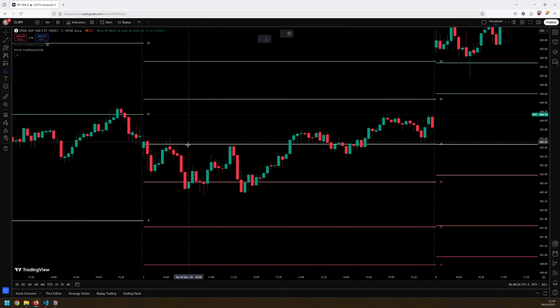I place my stop loss at the next level down, which is S2, and I place my take profit at the line above, which is the pivot line. And this trade quickly goes on to hit that target.